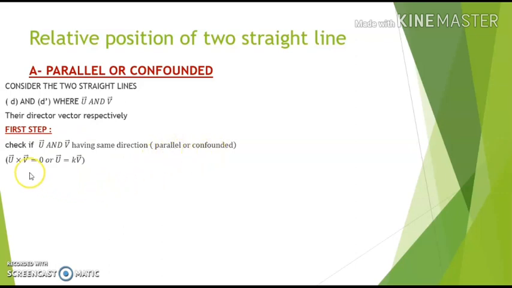For this, we need to find the cross product of these two vectors U and V. If the cross product of these two vectors equals 0, then the two vectors U and V are collinear, so the two lines D and D prime are parallel or confounded.